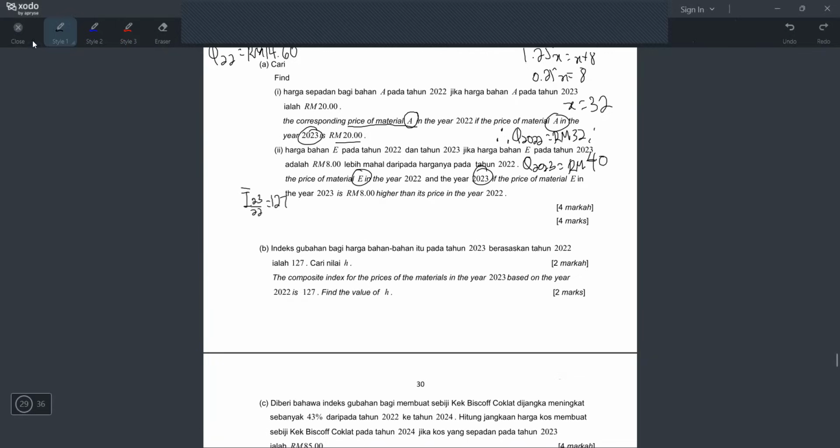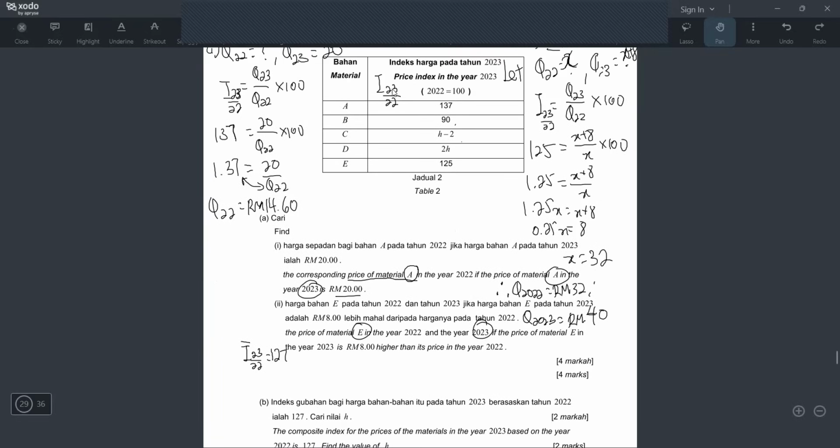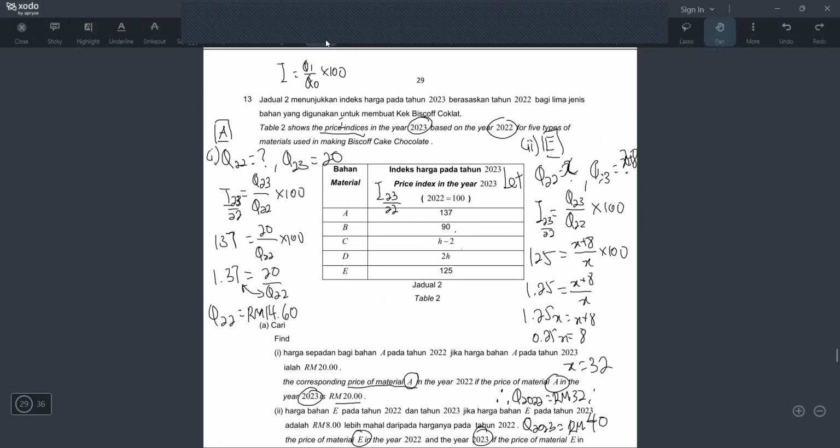So now they want to find the value of H. If you look at the table, this is the I for 23, 22, and this is the composite index for 23, 22. It means I can use the I here to find the composite index. The formula for composite index is you take the sum of I times W, divided by the sum of W. W is the weightage, right?